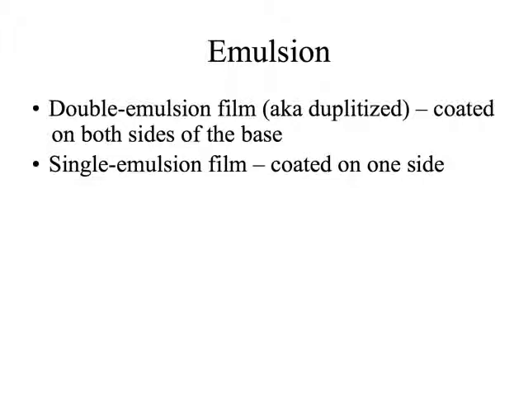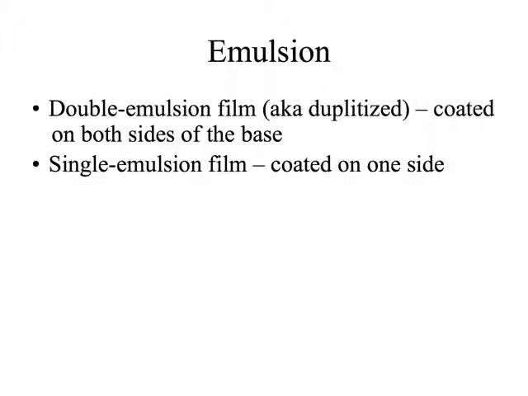So, emulsion can be a double emulsion film, like what we were looking at earlier in that cross section. We can also call that duplitized, but most places I've been at, they called it double emulsion. And most films that we see are a double emulsion, I believe, just because they're that much quicker. We'll talk about how speed works, but double emulsion is going to be a faster image.